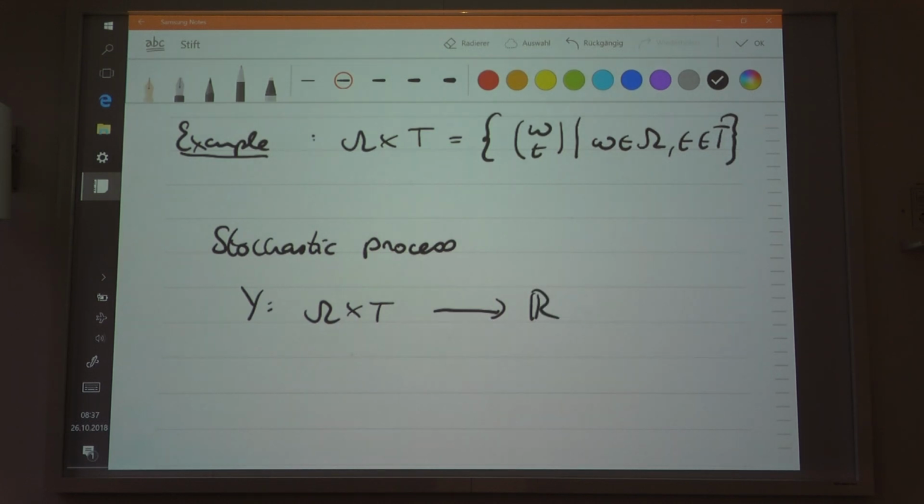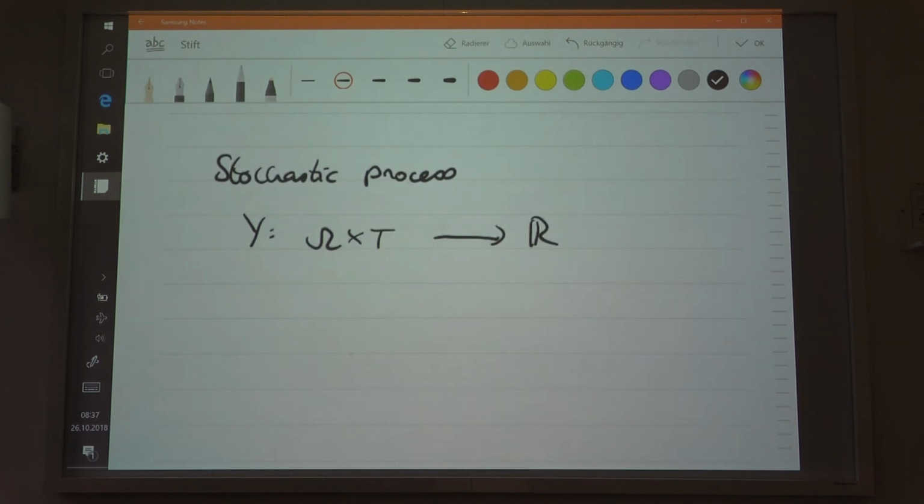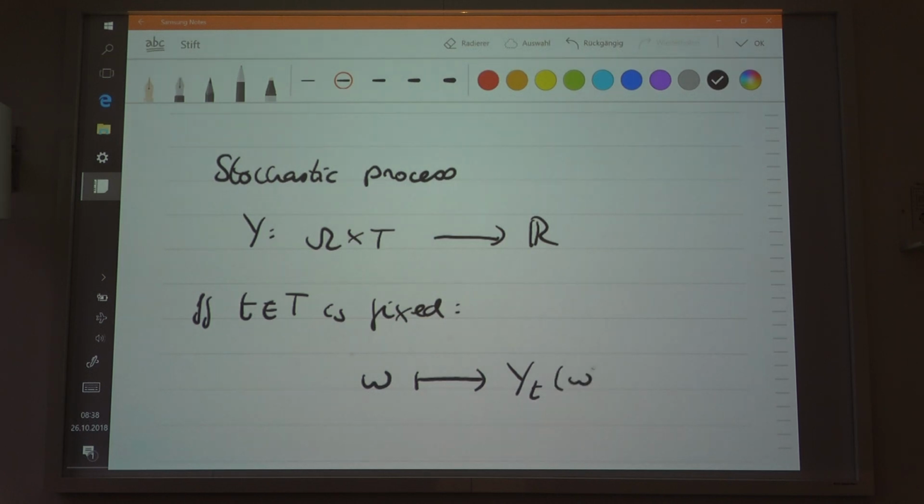So here you have an assignment, basically. Let's say, for instance, if t is fixed, so the time component is fixed. Let's say t from capital T is fixed, then what you have here is that you assign all elements from the sample space, I call this capital Y_t, which is basically a random variable.